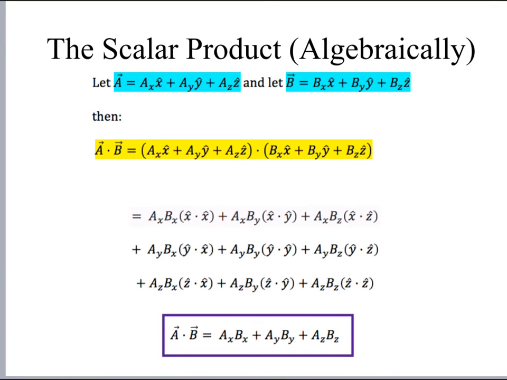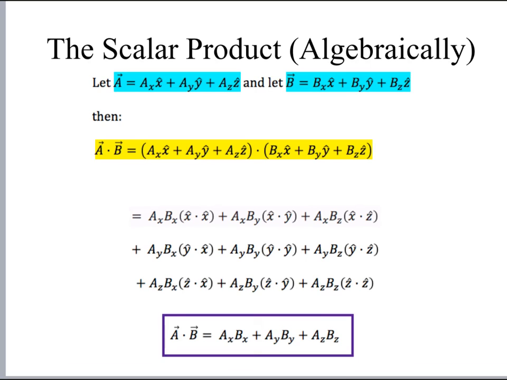But let's actually apply this. A vector is equal to ax x hat plus ay y hat plus az z hat. Similarly, b vector is bx in the x hat direction plus by in the y hat direction plus bz in the z hat direction. Now, I could have done an example with numbers, and I will do this in class, but this is the most general form. So ax, ay, az, bx, by, bz represent any numbers, positive or negative, that you want. And you just plug them in.